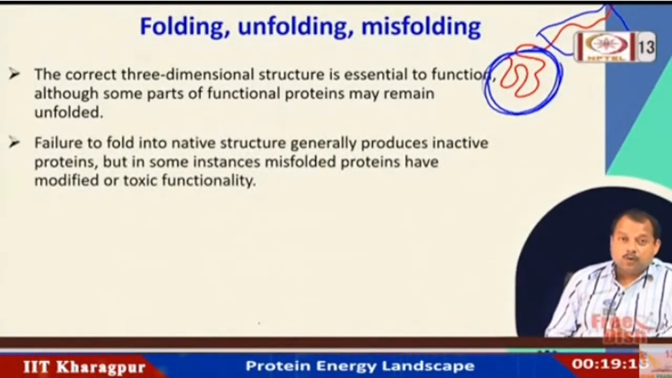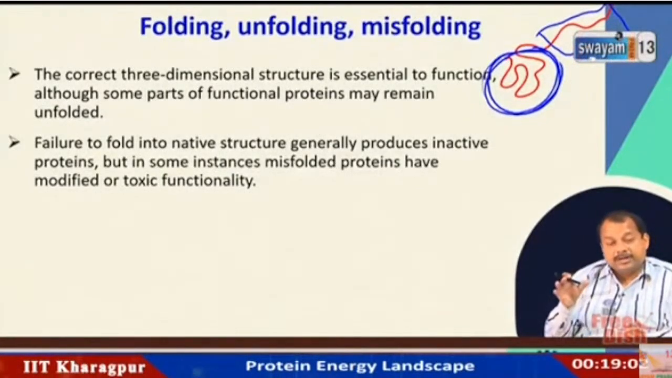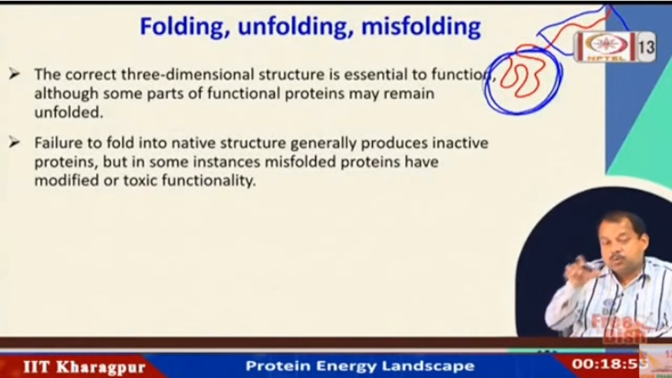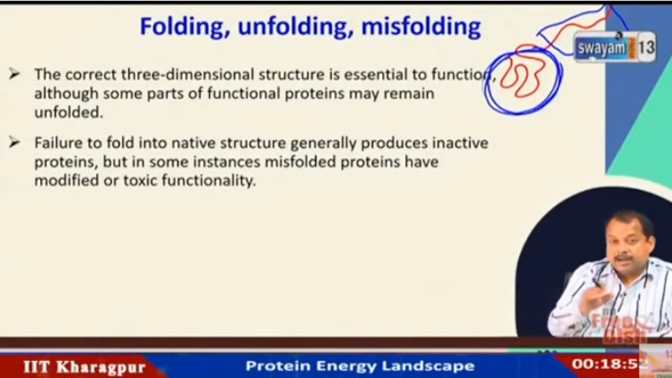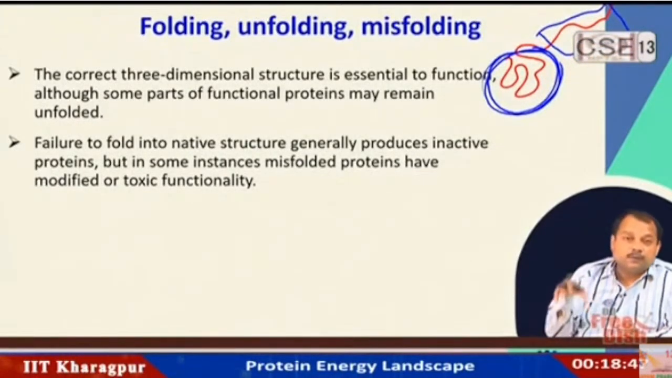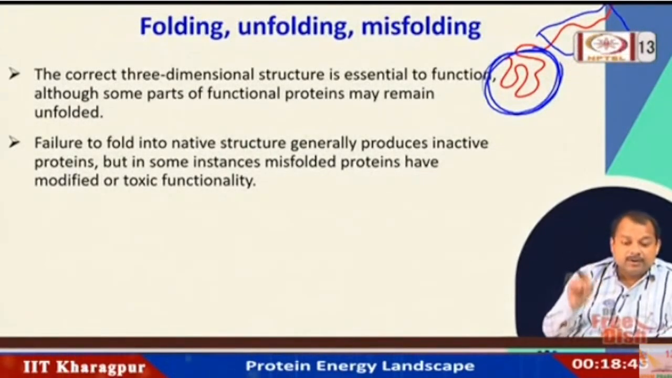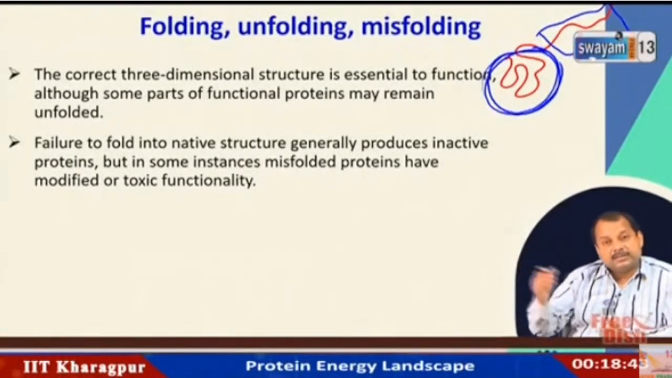Next, failure to fold into native structure generally produces inactive proteins, but in some instances misfolded proteins have modified or toxic functionality. When it fails to fold to the native structure, again native means that it has a specific function to do, and for that specific function it should assume one particular structure. And if it cannot assume or fold to that particular structure, then it will assume another structure.